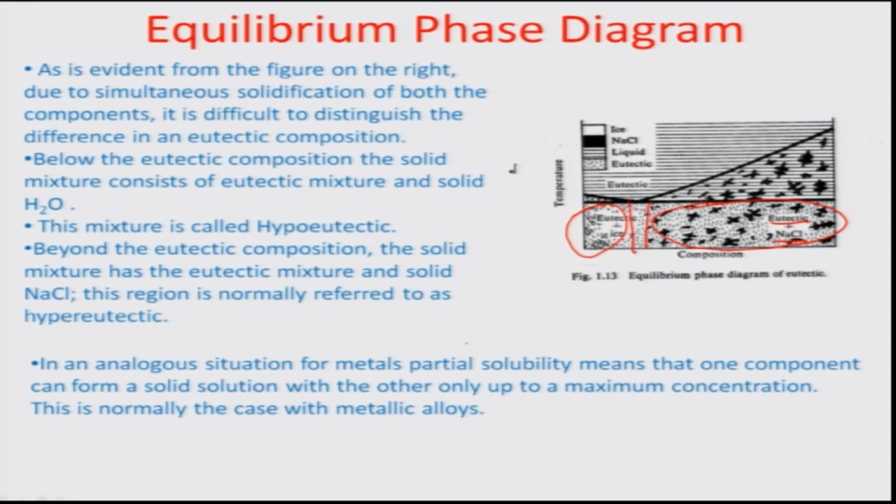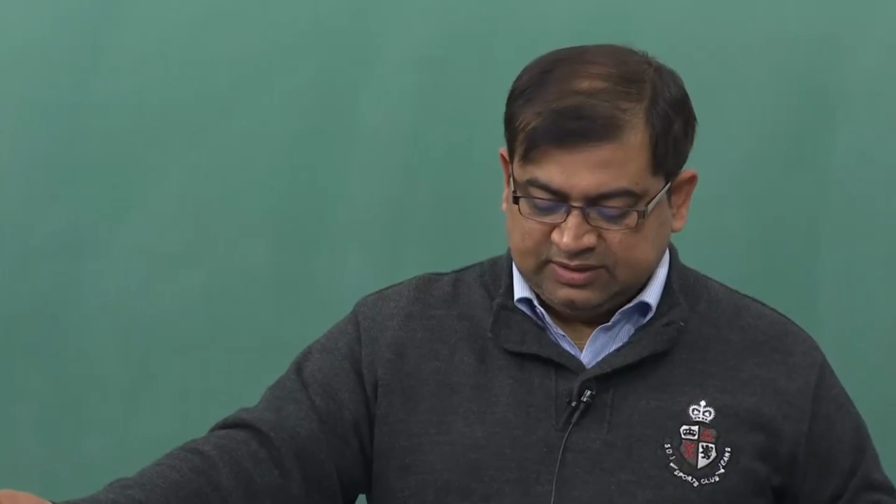In an analogous situation for metals, partial solubility means that one component can form a solid solution with the other only up to a maximum concentration, beyond which it cannot hold. So, if that kind of situation happens, like I started throwing out the salt beyond the eutectic point, in a similar way the metal solution in the solid state would also start throwing away the excess component which cannot go into the solid solution, and in the same manner we have to look at the equilibrium phase diagram of such a system.